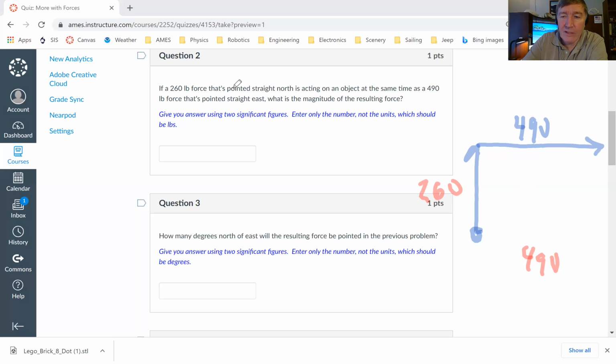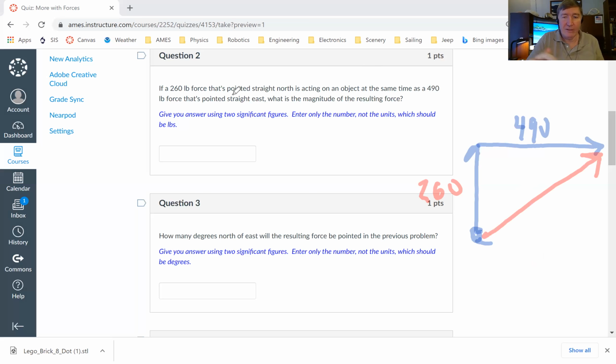All right, so now we can draw the resultant vector. The resultant vector is the one that starts where they started and ends where they ended. You'll notice that the resultant vector is going kind of northeast-ish. Okay, so that's good. All right, so then how do we figure out what the magnitude is? Well, just use Pythagorean theorem, right?